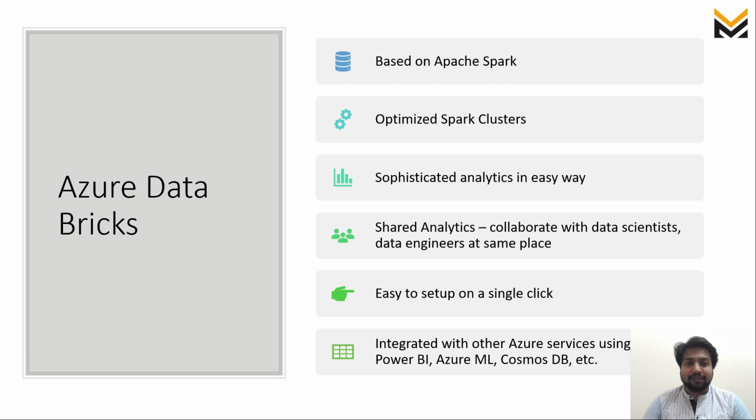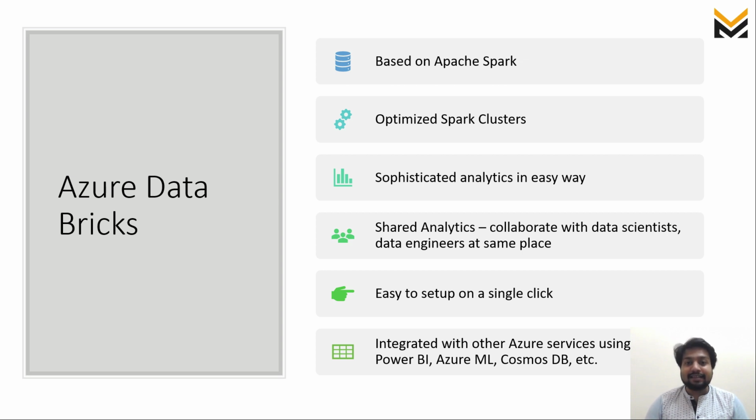Basically, Azure Databricks is a system based on Apache Spark, a Spark cluster customized or optimized specifically for Azure. That said, you get everything that Spark provides in this service, which is the greatest advantage of Databricks. It can make sophisticated analytics easy for you, and it is very easy to set up, just one click away. Also, you can do shared analytics.